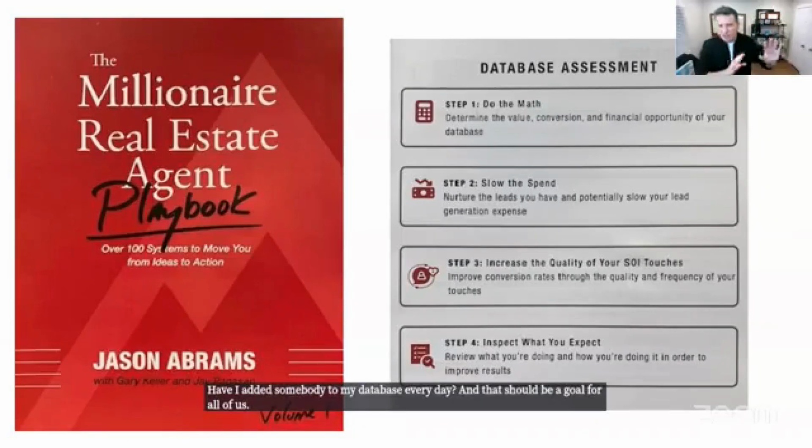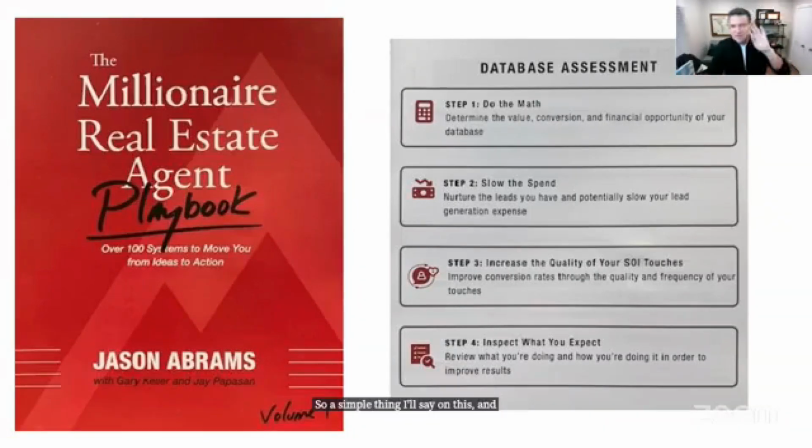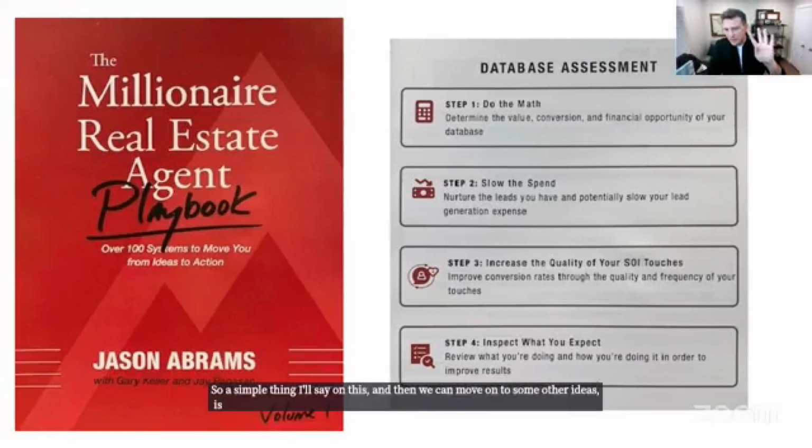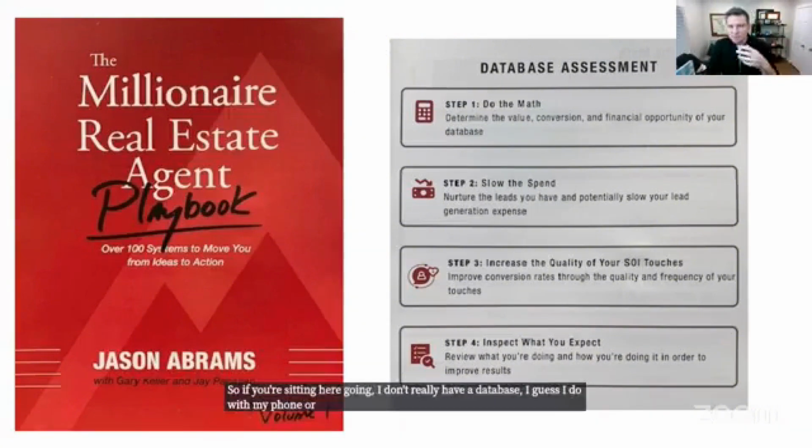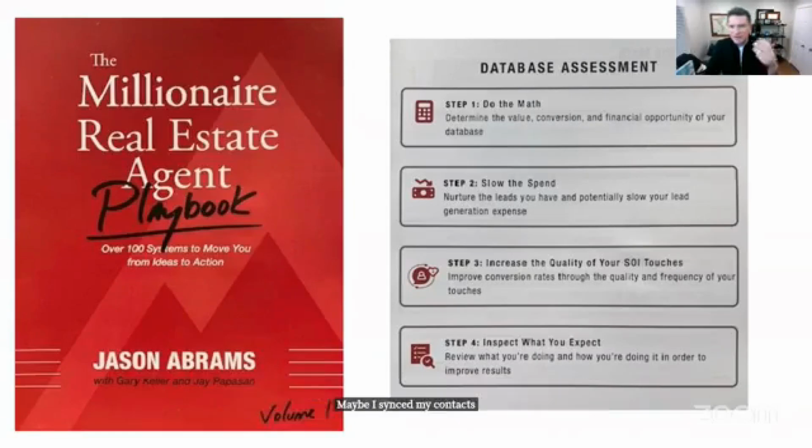So a simple thing I'll say on this, and then we can move on to some other ideas, is that there are 4 laws of the database. You need to have one. So if you're sitting here going, I don't really have a database, I guess I do with my phone, or maybe I synced my contacts to Google once and I haven't looked at it, that means you're on step 1. Have a database. And that's the first law.